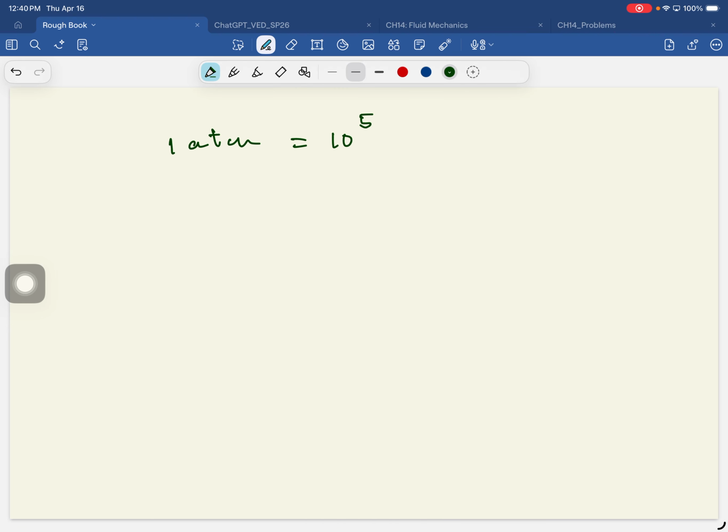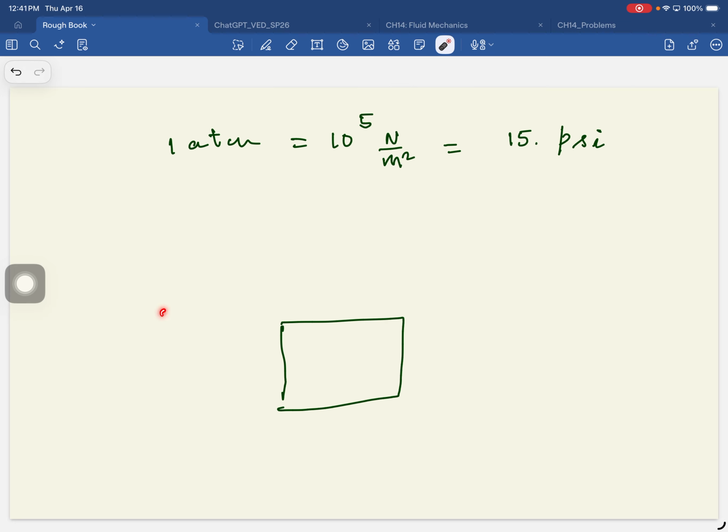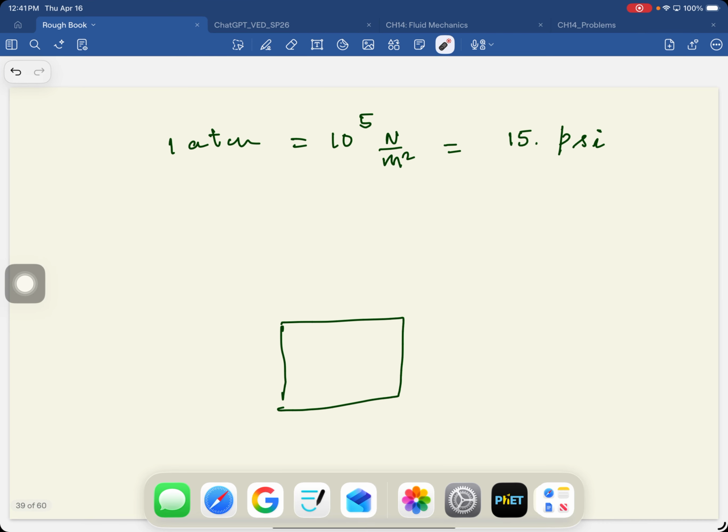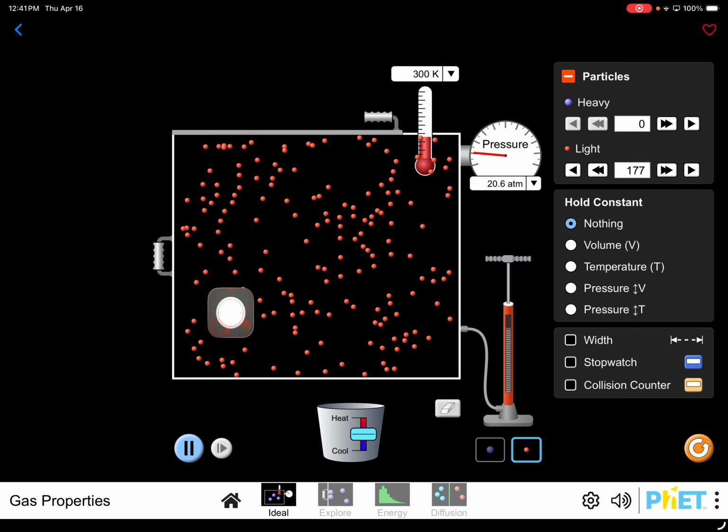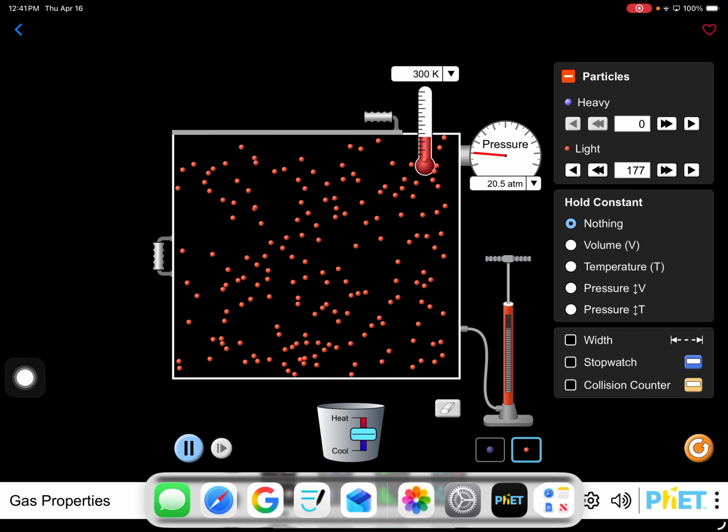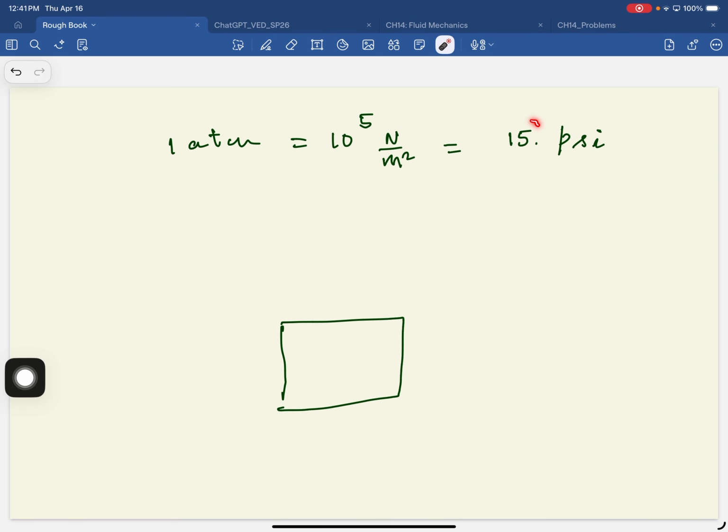It's 10 to the power 5 pascals, but that is Newton per meter square. It's also about 14.5 or 15 psi. What does psi mean? Pounds per square inch. So what this means is that on every square inch, here is a square inch, air molecules are bouncing off this square inch, like you see in this app. On every square inch, they're exerting a force of 15 pounds.